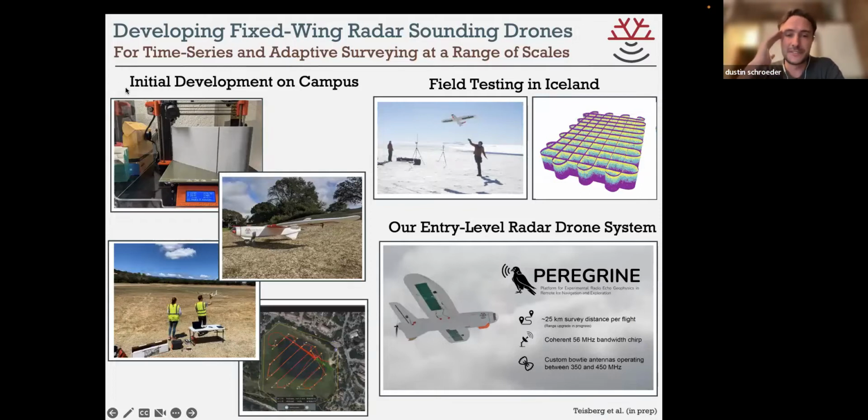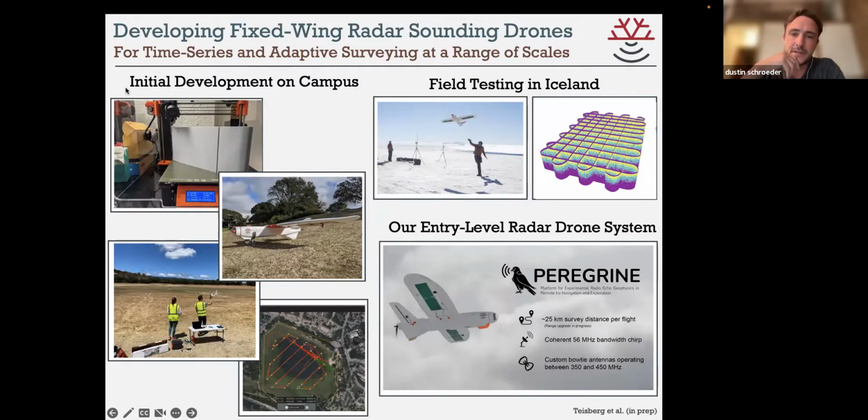So the initial efforts required the hardest permit we got, which was the permit to fly these things on Stanford's campus. But during the pandemic, that's where we were limited. So we did these initial tests on campus. Then in the top right, we've been going to Iceland and testing it.